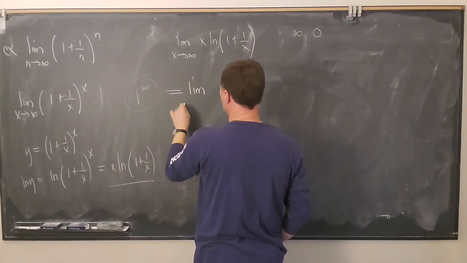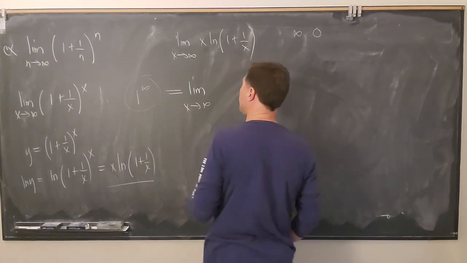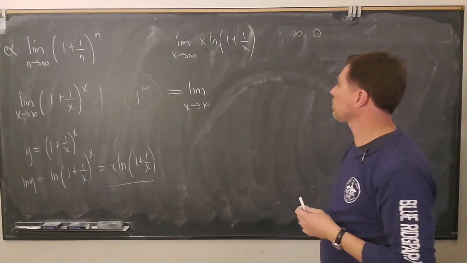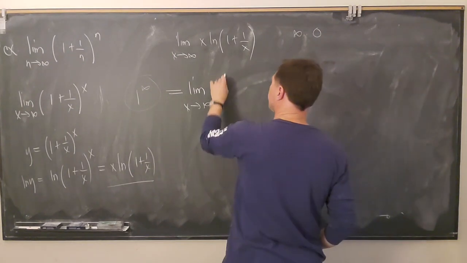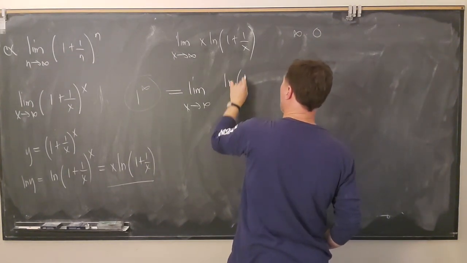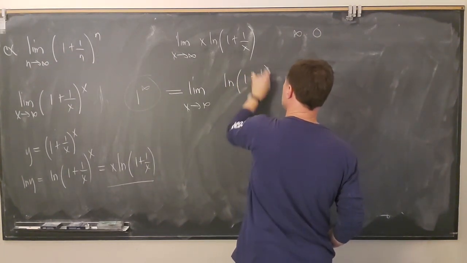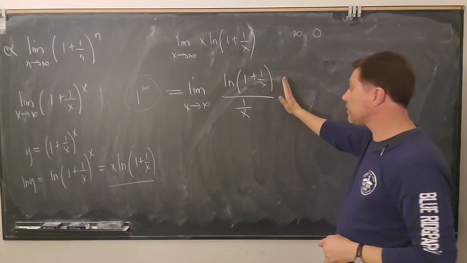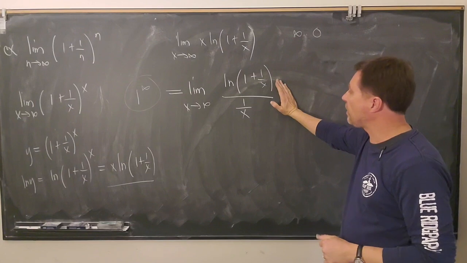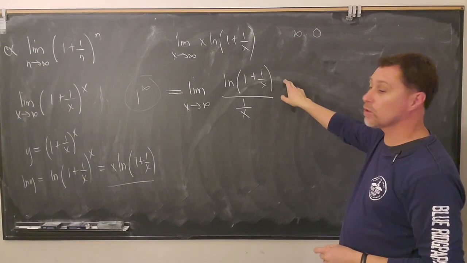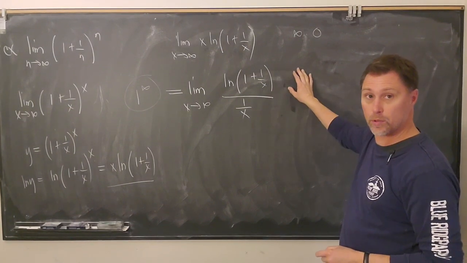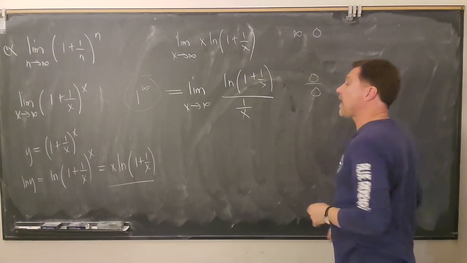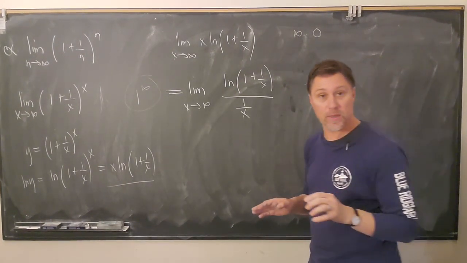You can't just use L'Hopital's rule yet, but this is an indeterminate form which you can manipulate and eventually apply L'Hopital's rule. So this is the limit of natural log of (1 plus 1 over x), and then I'm going to divide by the reciprocal of x, so we get this fraction here, and this is the indeterminate form 0 over 0, right? The top is approaching 0, the bottom is approaching 0, and so we have 0 over 0. That is a situation where you can now apply L'Hopital's rule.